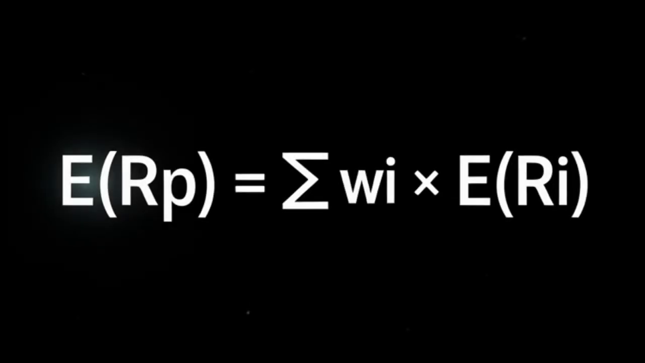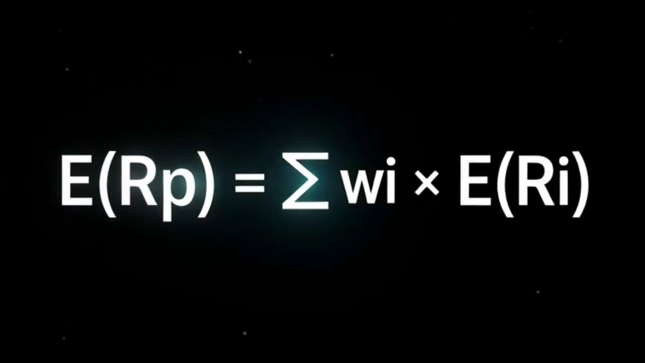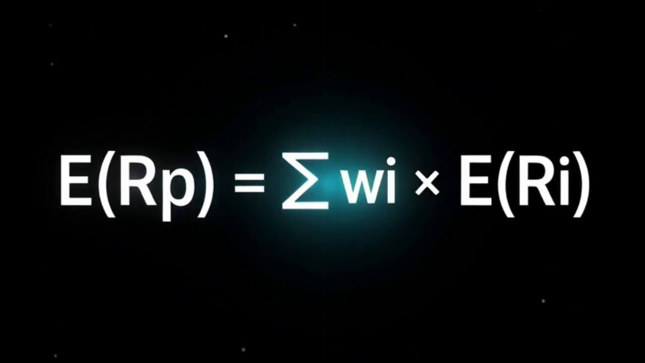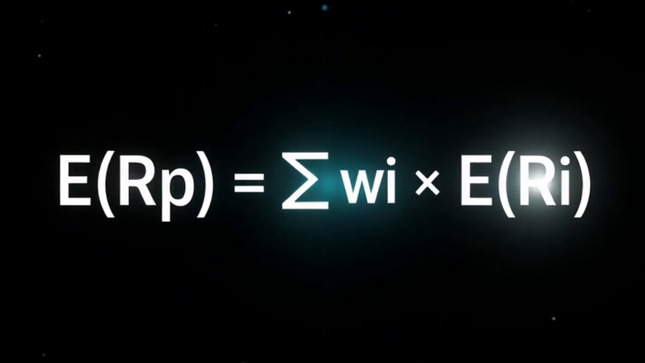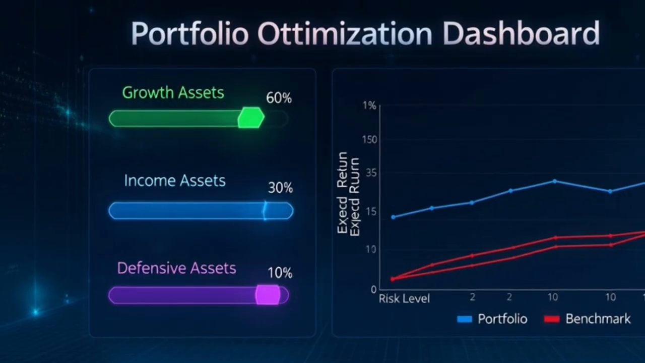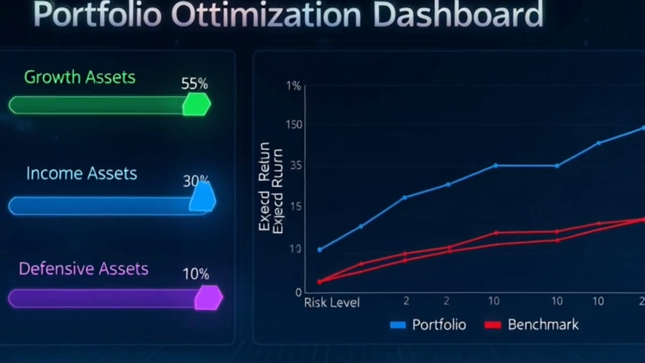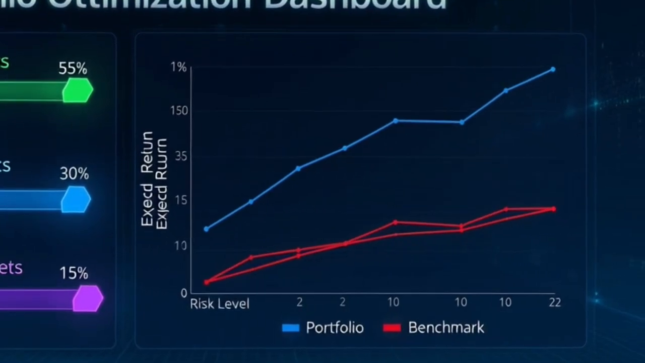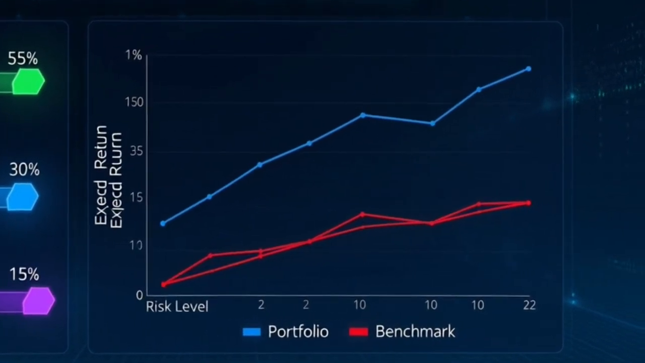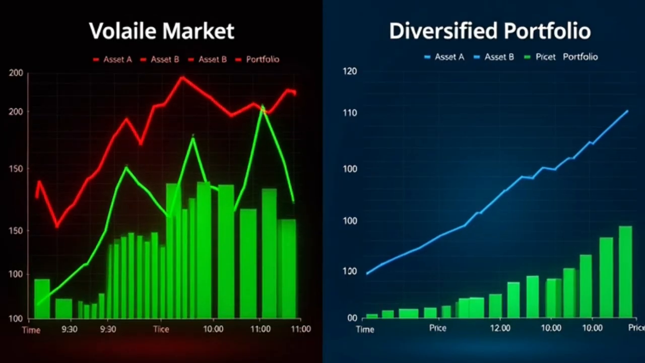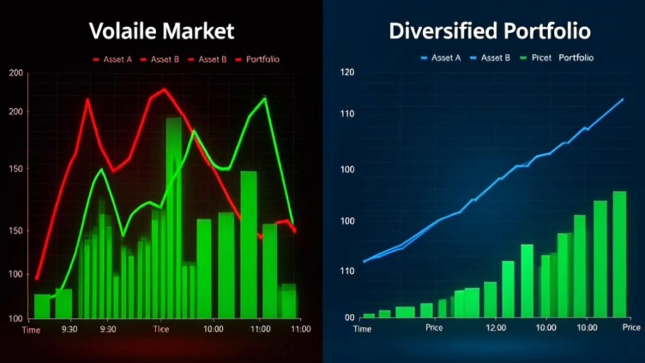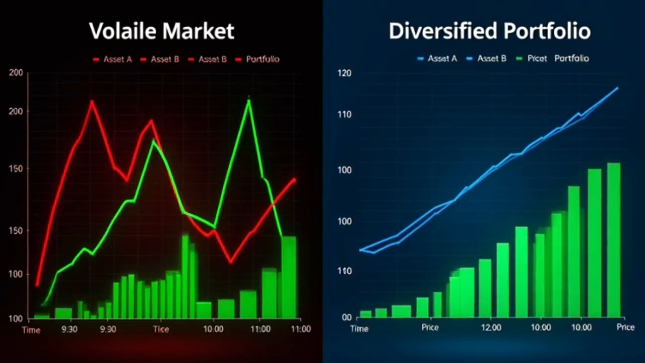The expected return of a portfolio is the weighted average of individual asset returns, where each weight represents how much you invest in that asset. By changing these weights, investors can control the return profile of their portfolio and align it with their financial goals. Risk depends on how assets move together, making diversification a key factor in managing uncertainty.